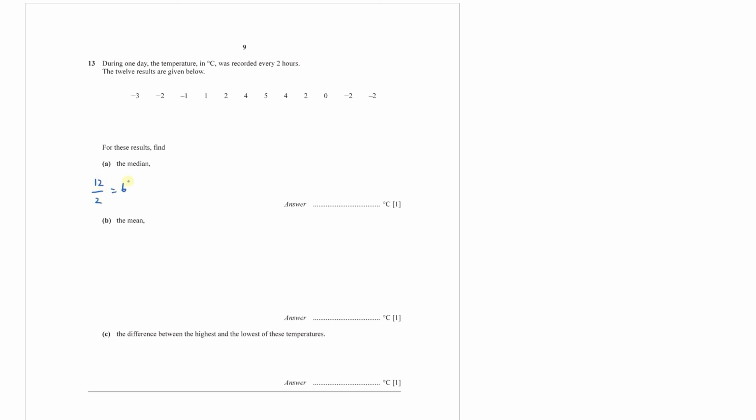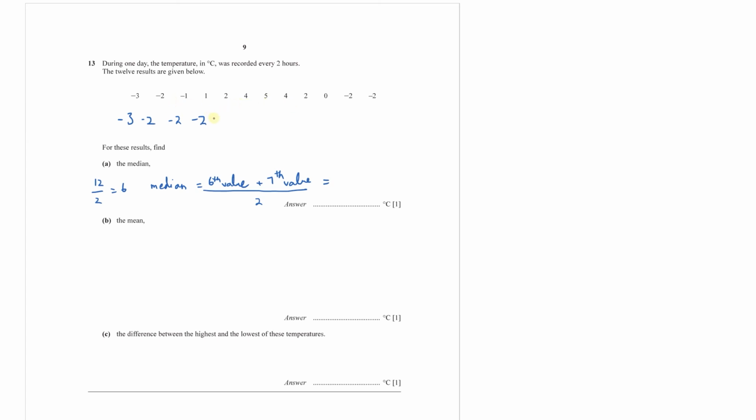So your median would be 12 divided by 2, which is 6. Since you have an even number of values, your median would be the sixth value, and then you take plus 1, which is the seventh value, and then you add them together and divide by 2. So to get the sixth and seventh value, you first have to write them in ascending order, starting with the smallest value. So your smallest is minus 3 here. And then you have minus 2. How many times? 1, 2, 3. So you have 3 minus 2's.